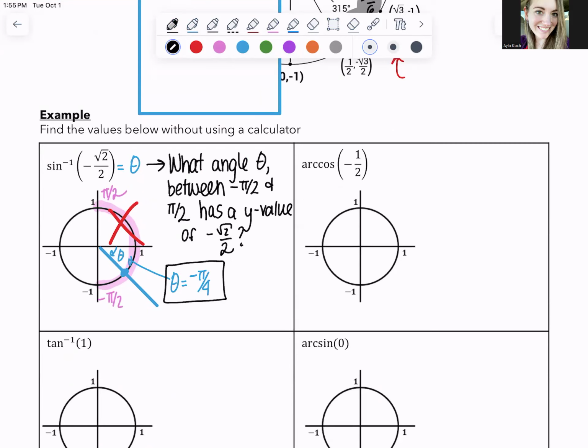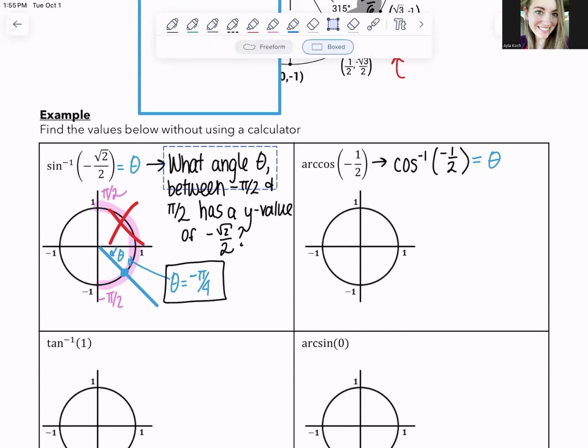All right, arc cosine. This is the same thing as cosine inverse, and I like to write it this way. Cosine inverse of negative 1/2. This is going to spit out an angle because inverse trig outputs an angle. The question being asked is, what angle?